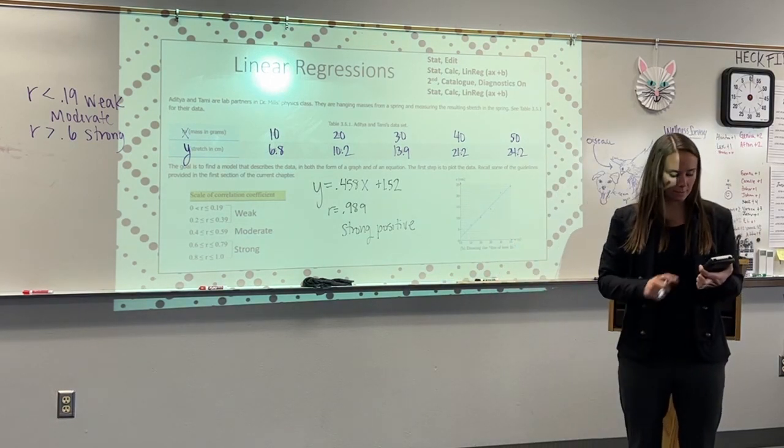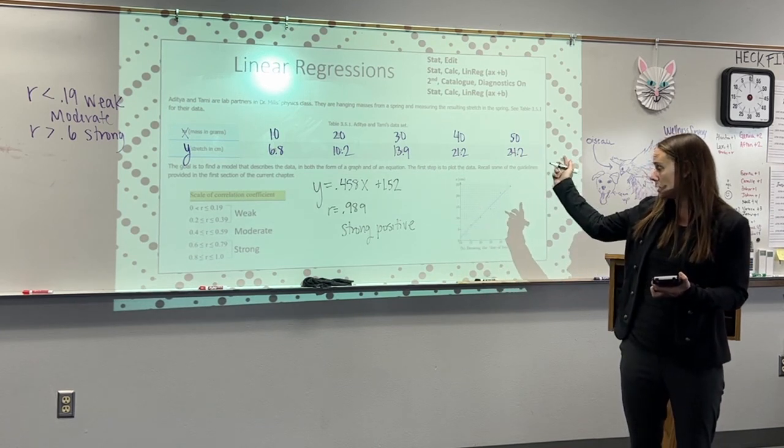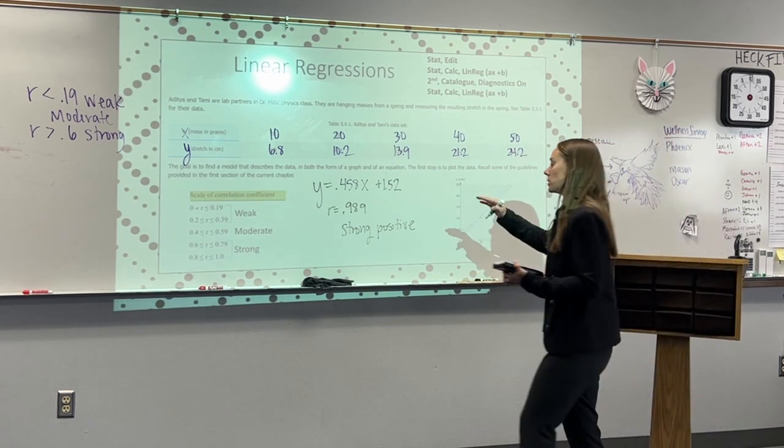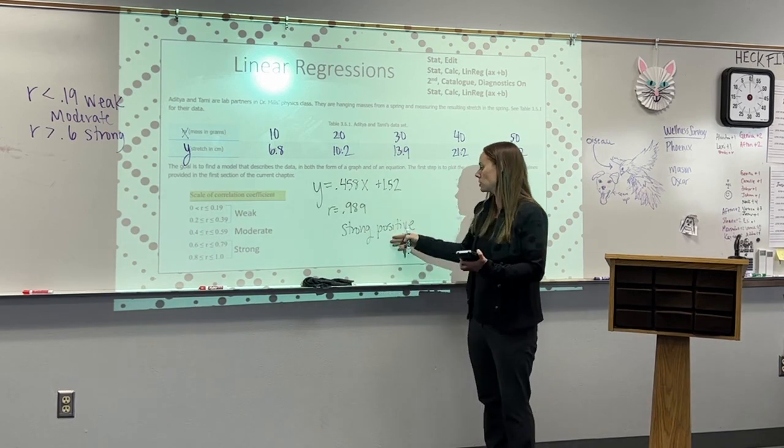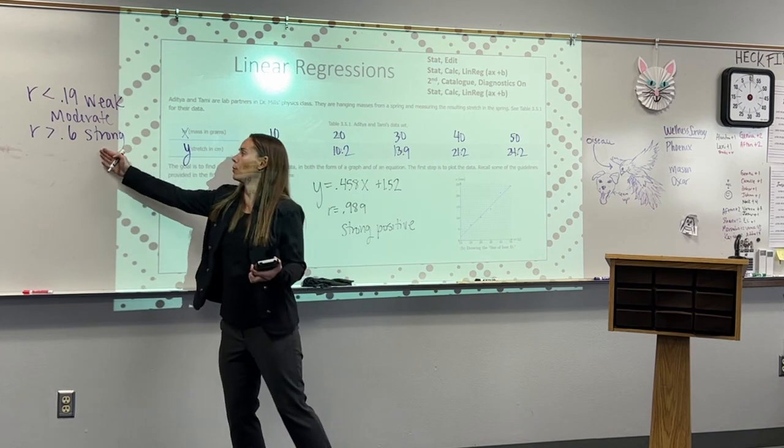Crowd goes wild. Yay. Okay, so again, you went stat edit to put the data in, and then you go stat calc, and you go down to linear regression to get this information. Because it's a 0.98, because it's greater than 0.6.